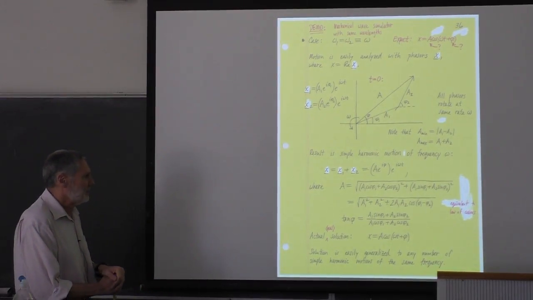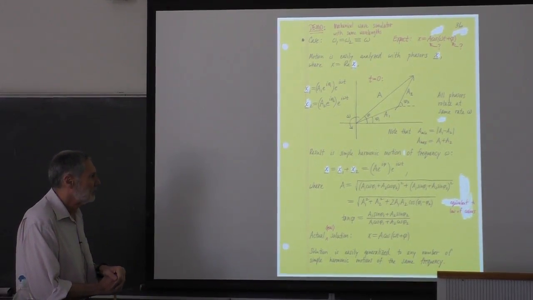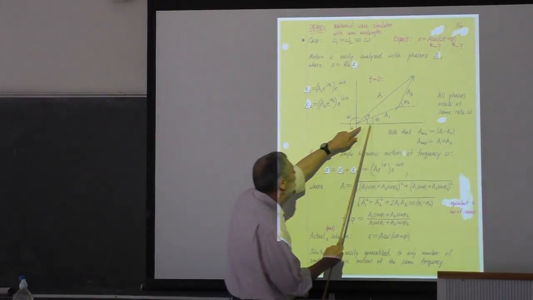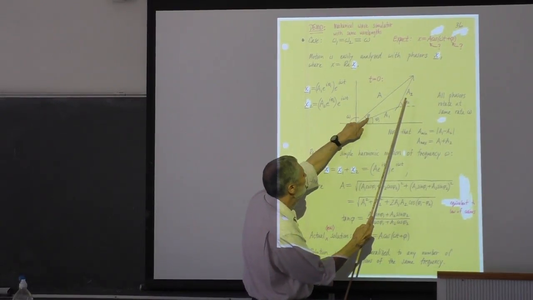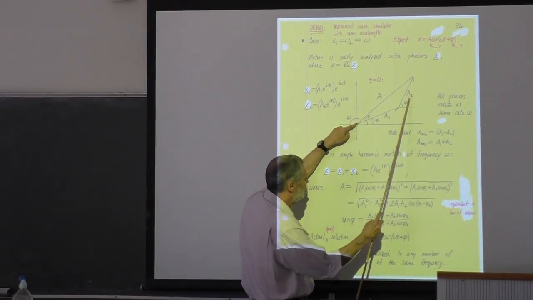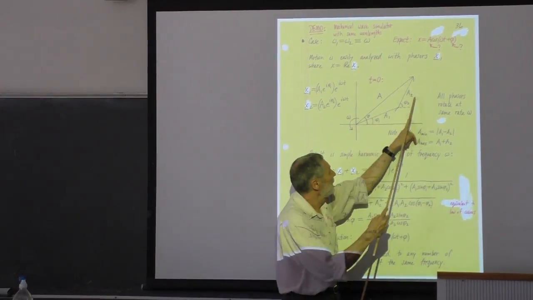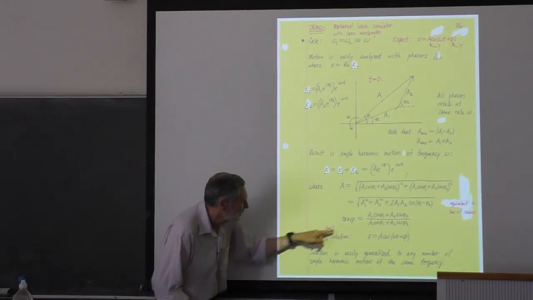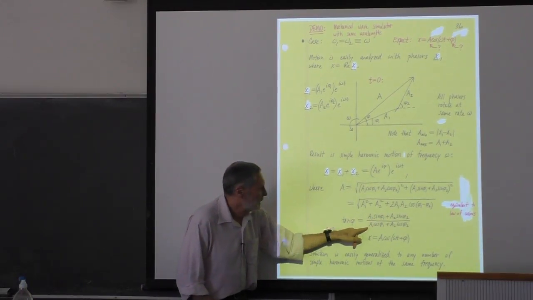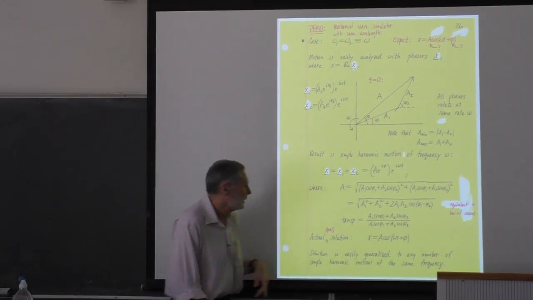Okay, well, that's the amplitude. What about the phase? Oh, well, the tangent of phi is the imaginary part divided by the real part. So I add these two imaginary parts. Here it is. And I divide by the sum of the real parts. So that's the tangent.